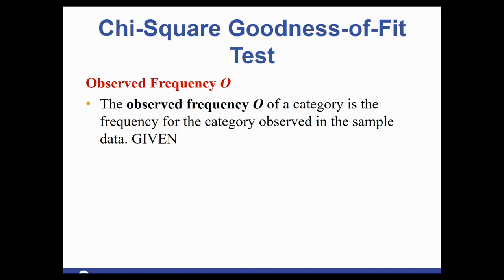Your observed frequencies, our variable O, are going to be given to you. This is what they have found when they went out in the sample data and gathered our survey results. These will be given to you somehow. It might be in a paragraph written out, or it might be already in a chart. But these are the individual survey results already given to you.